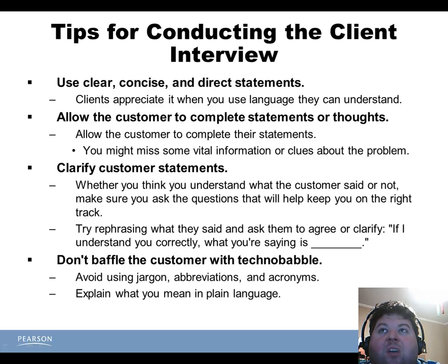Clarify customer statements. Whether you think you understand what they said or not, make sure to ask the questions that will keep you on the right track. Try rephrasing what they say to make sure that they're saying it in a way that you understand and they understand. And then the biggest one, in most cases, you're working with the public that are not technical people. Try to avoid technical babble. All of these abbreviations and acronyms and things that I have taught y'all over this course, don't use with the customer.